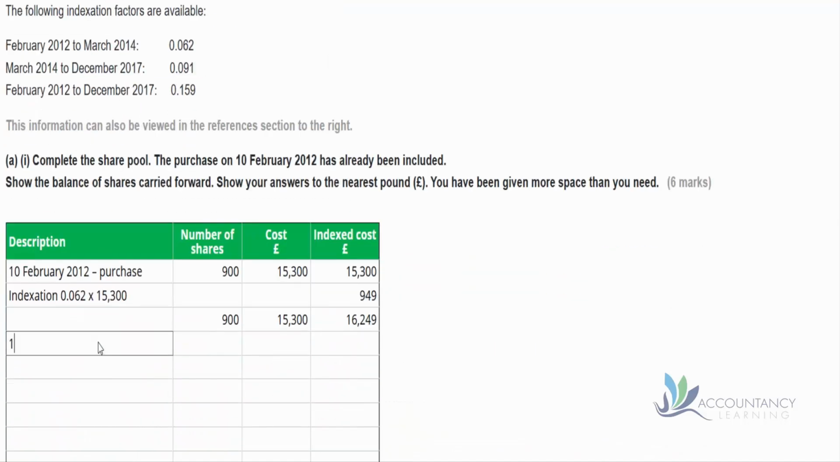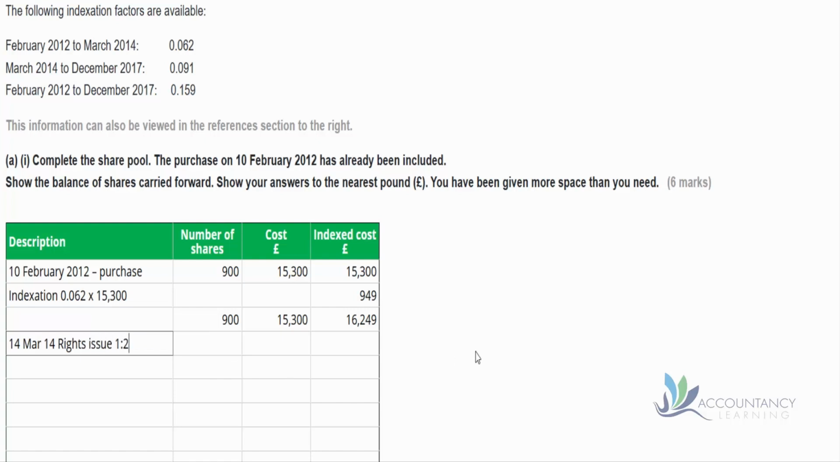So we can put that in next. That's the 14th of March. It's 2024, isn't it? Oh no, 2014 for this one. And it's our rights issue. It's 1 for 2. So how do rights issues work?